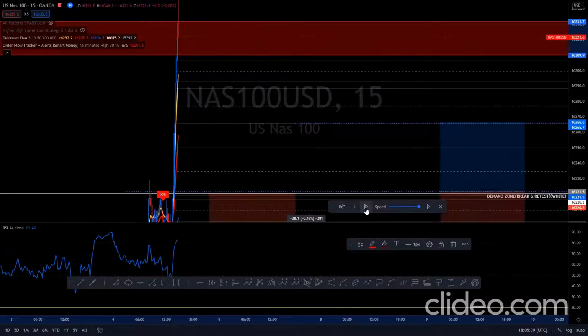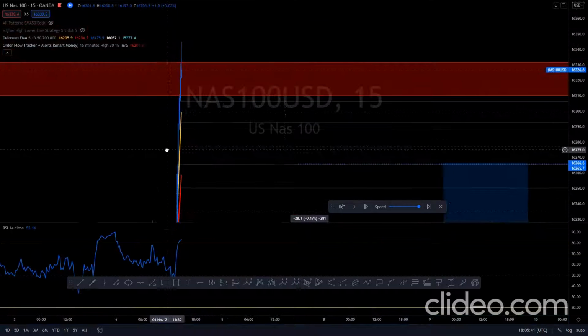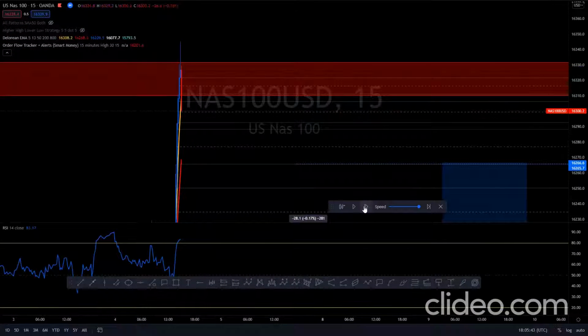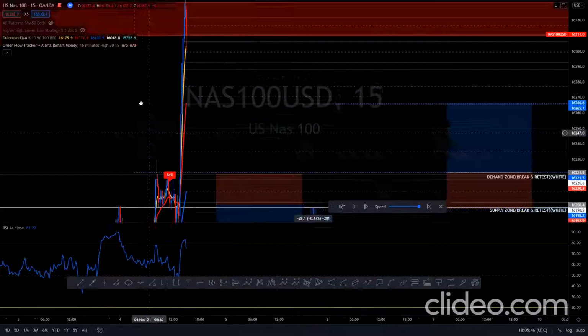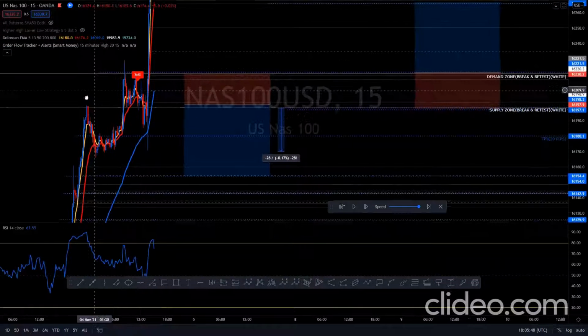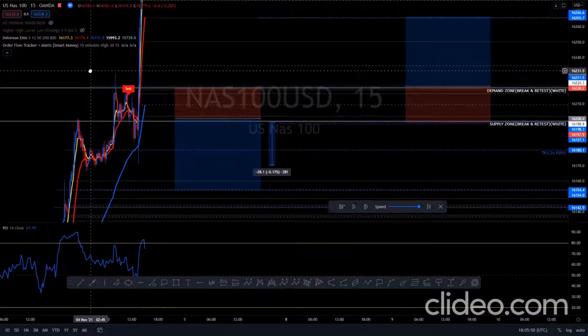Went up even higher. Insane, right? Went up even higher. Crazy. Then that's when price started to reverse. All right. So that's how I traded it this morning.